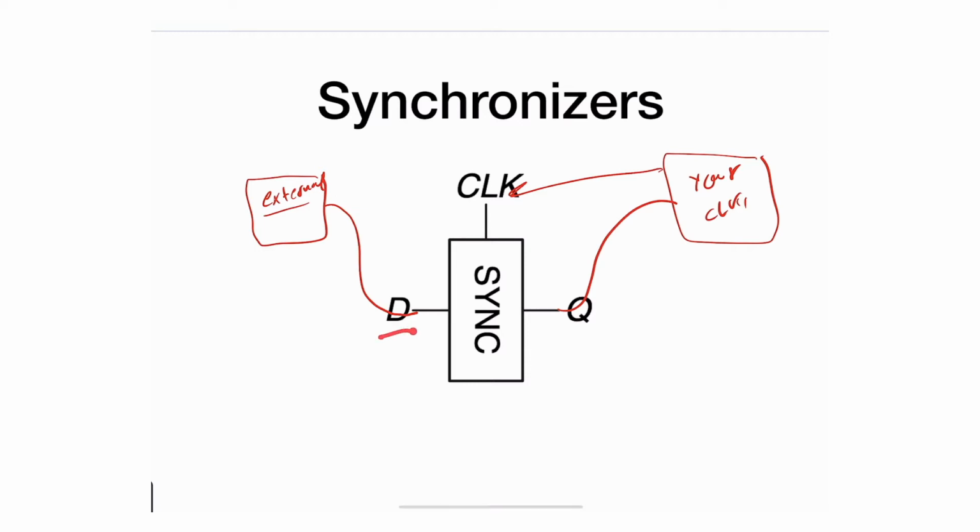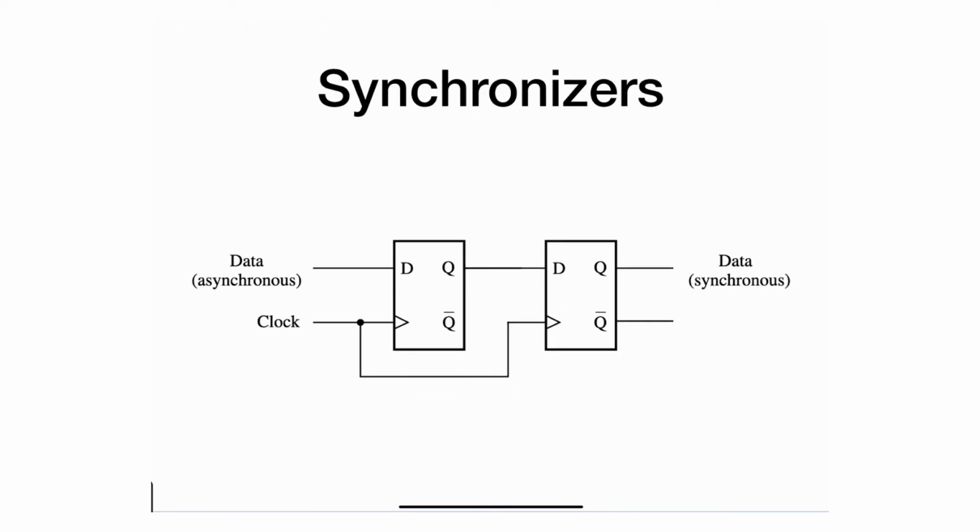So if D happens to change within the aperture of that clock, you will see that Q gives you 0 or 1, because it has already resolved internally. That's what synchronizers are, and we usually use them to connect systems, or something like an asynchronous input to a synchronous system. So how do we build them? As it turns out, it's really simple to build synchronizers.